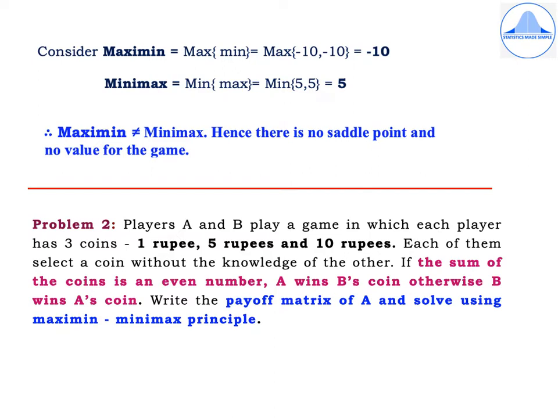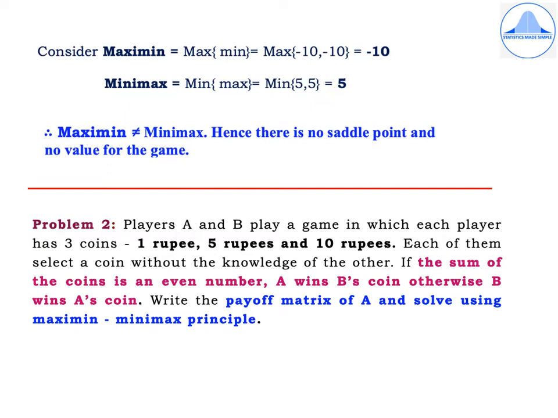Now let us find out Maximin, which is equal to maximum of the minimum values, which is equal to maximum of, within flower brackets, write the two minimum values, which are minus 10 and minus 10. So the maximum of these two values will be minus 10. Similarly, let us find out minimax. Minimax is nothing but minimum of the maximum values, which is minimum of 5, 5, which is equal to 5. Now we see that maximin is not equal to minimax, hence there is no saddle point and no value for the game.